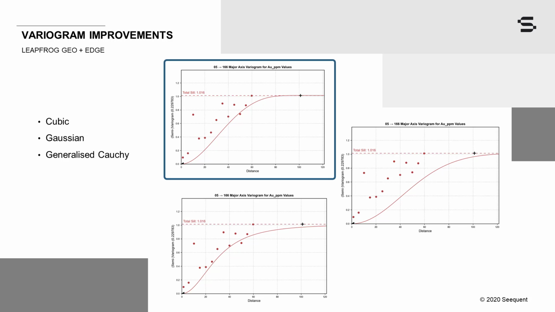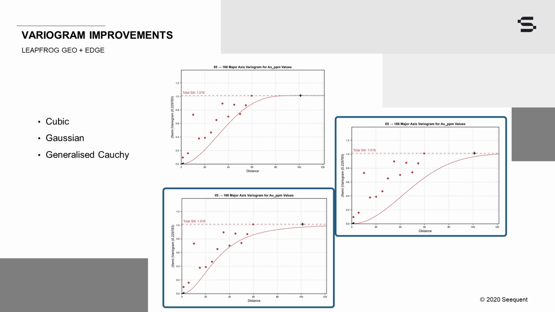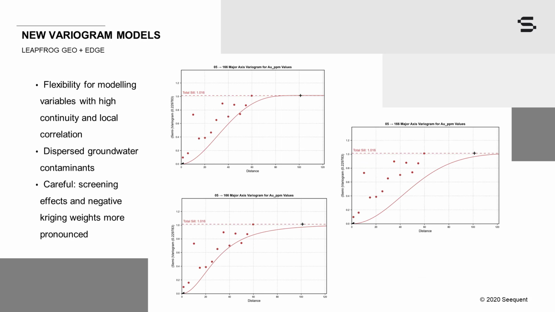The cubic model is a piecewise model, like the spherical, and rises to a defined sill at a specified range, whereas the Gaussian and generalized Cauchy models asymptotically approach but do not reach the sill. Please refer to the online help for details of the formulae and definition of the practical ranges of these model types. The new variogram models provide more flexibility when modeling variables that have high continuity and local correlation, such as dispersed groundwater contaminants, particularly in situations with low data density.